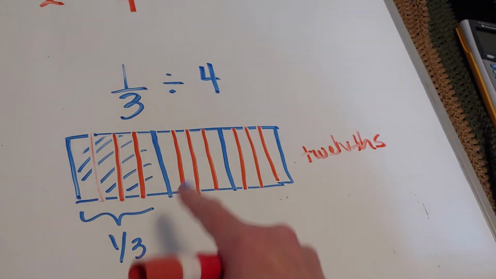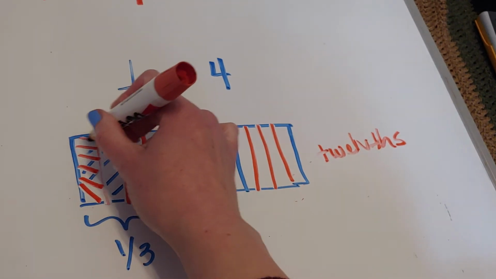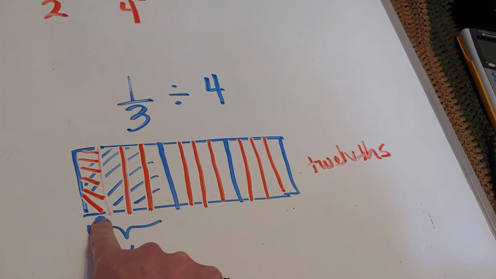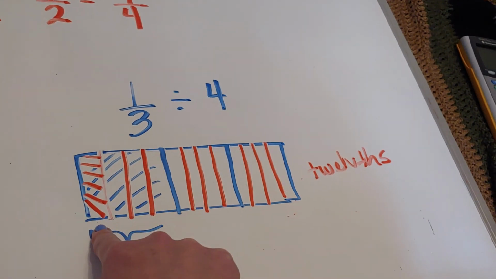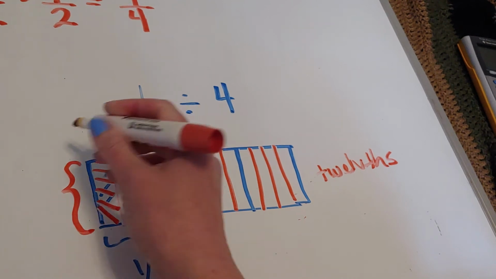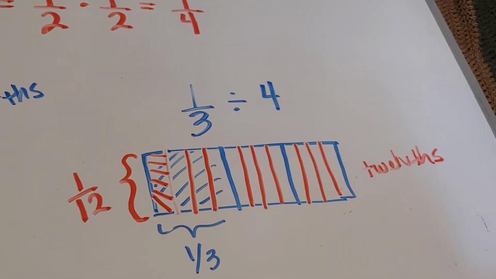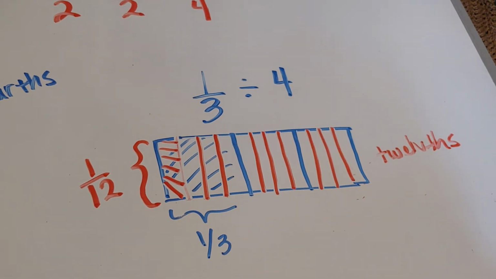12ths. Okay. Now, I want to have just one of these. So I want one piece out of this shaded original one. So 1/3 divided by 4 is the same thing as 1 out of 12 or 1/12. All right, I hope that helps.